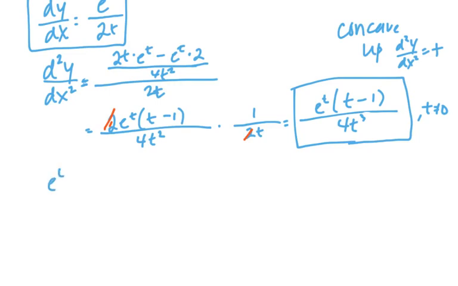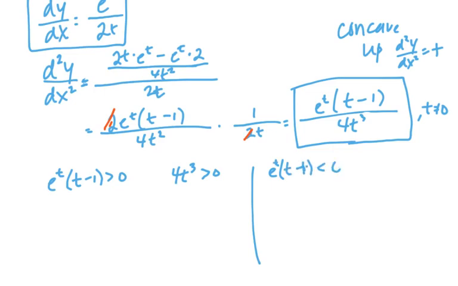So if we take the numerator and say e to the t times t minus 1 is greater than 0, and then 4t to the third has to be greater than 0, that's both positive. But if we have e to the t times t minus 1 is negative and 4t to the third is negative, then both of those create a positive concavity. So we need to check both of them.